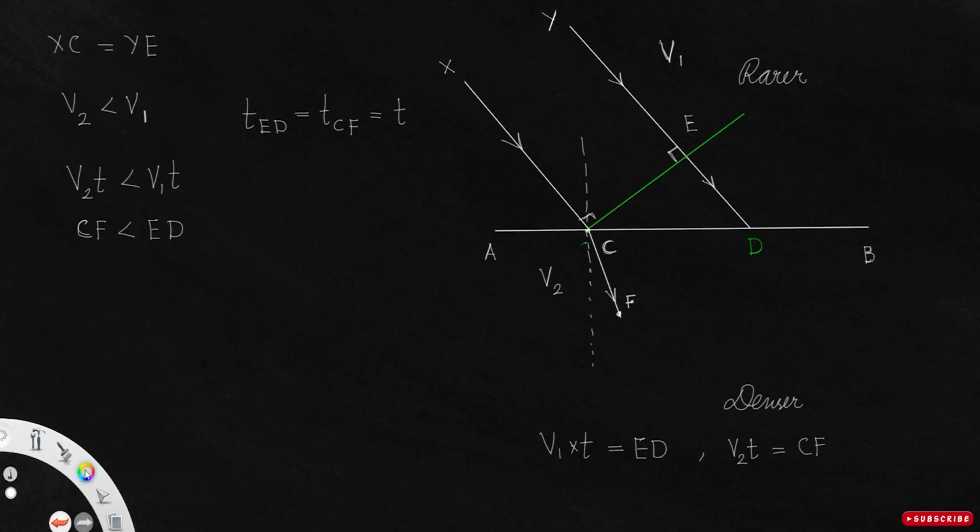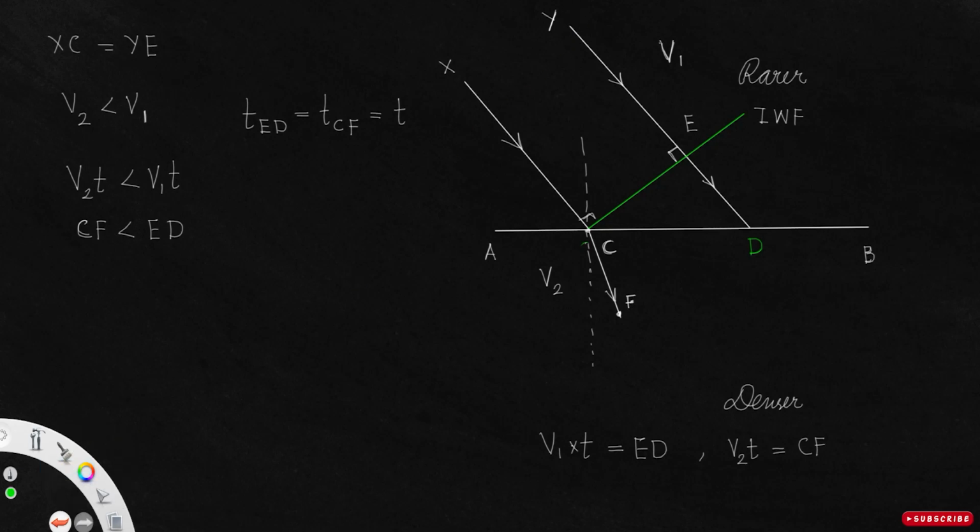Now I need to draw the, see, this is the incident wavefront. And by Huygens principle, we know the wavefront is always perpendicular to the ray. So this is the incident wavefront. Now I have to draw the refracted wavefront.